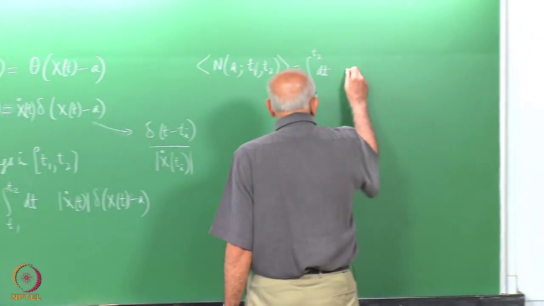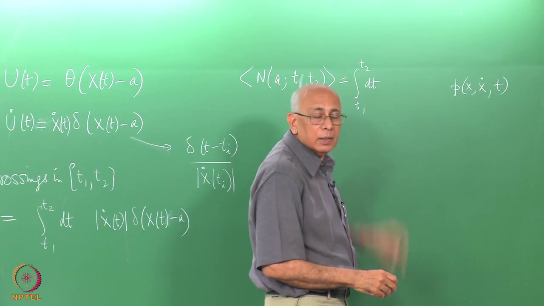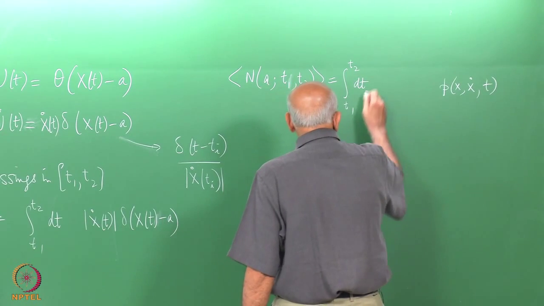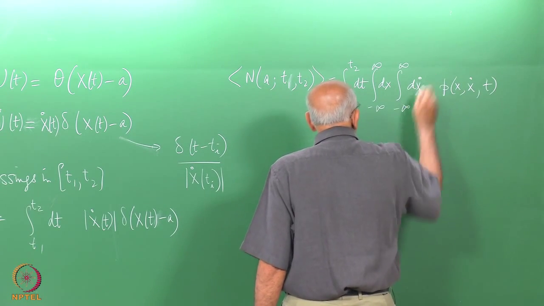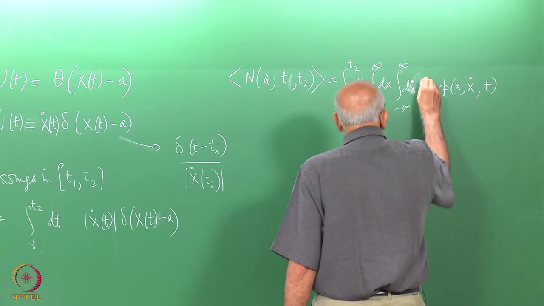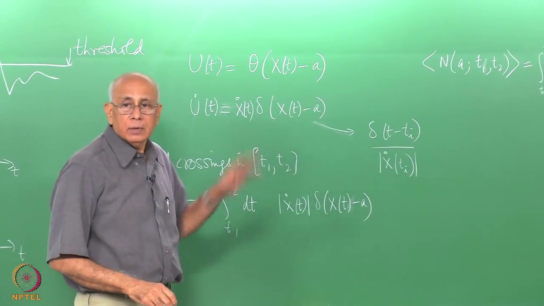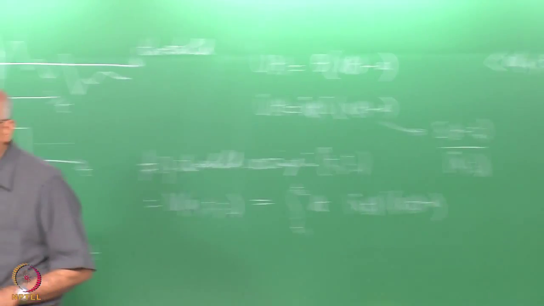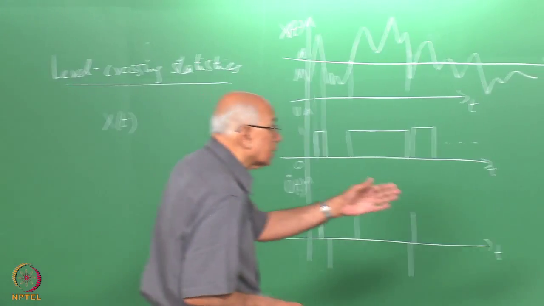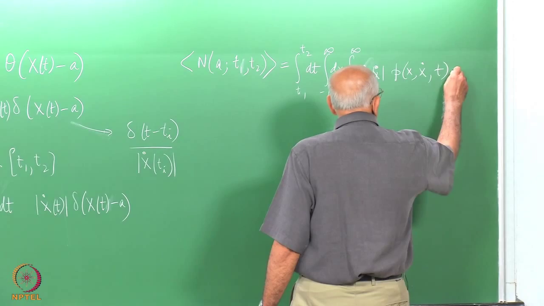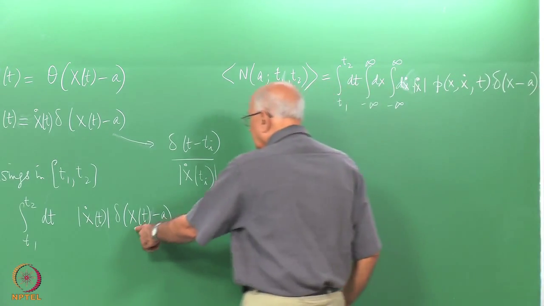So you need some p of x, x dot and t, because this probability density could be time dependent, and you have to integrate over all possible values, minus infinity to infinity dx, integral minus infinity to infinity dx dot, but you also have modulus x dot. So that is the formal expression for the expected or average number of crossings of this threshold A. Times a delta function of x minus a that is sitting here.